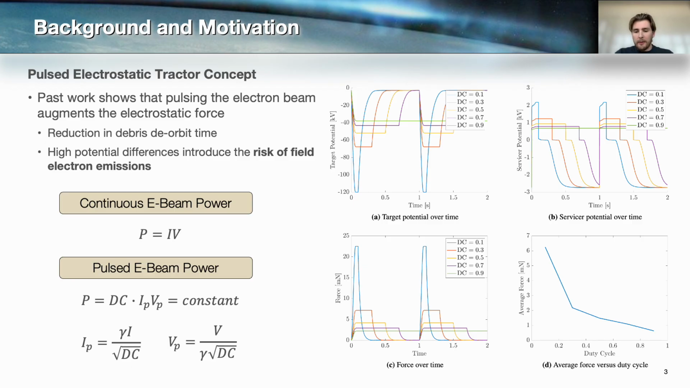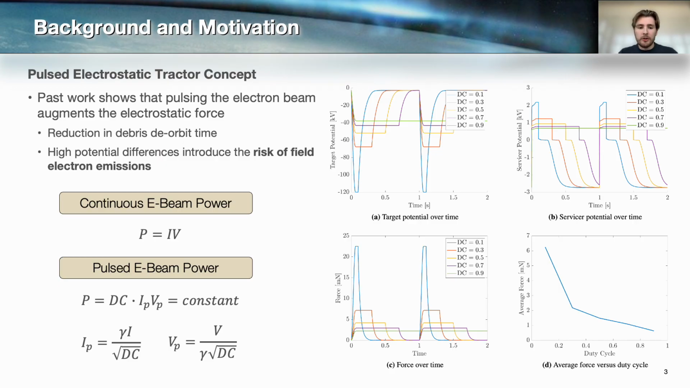Now, for a little bit more background on the electrostatic tractor concept, it was originally proposed with a continuous electron beam, meaning that there's a continuous flow of electrons streaming from the servicer to the target debris object. But in recent work performed by my co-author, it has been found that the attractive force between the servicer and target found through this differential charging can be increased by pulsing the electron beam instead.